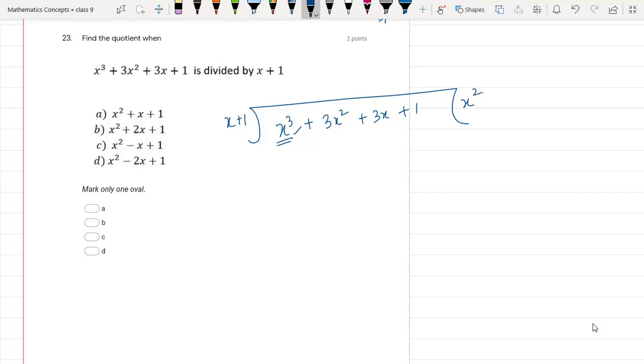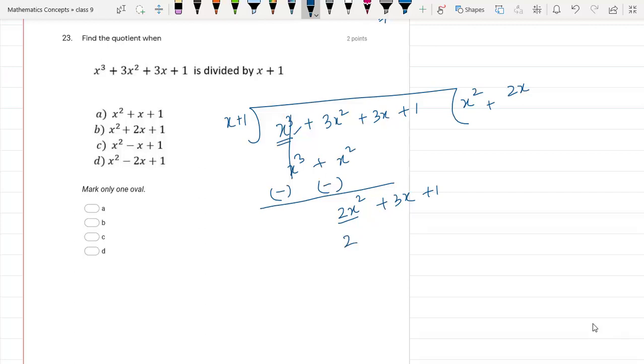Now this one will also multiply with this. We will get x square. 1 into x square is x square only. Now signs will change. These two will cancel. 3x square minus x square is 2x square plus 3x plus 1. Now we want to remove 2x square. What to multiply in x to get 2x square? Simple. Multiply 2 into x, because x into 2x is 2x square.